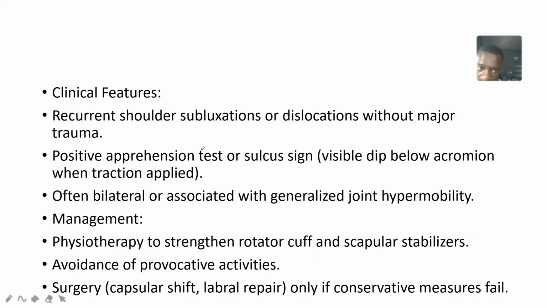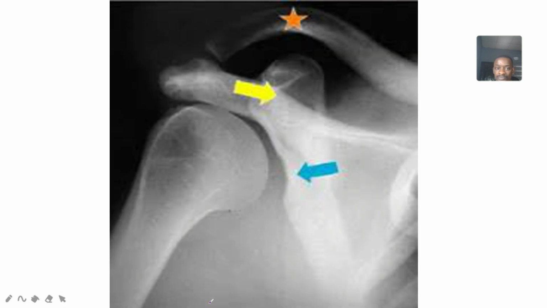So the clinical feature is that shoulder dislocation will always happen to such a person. The apprehension test is positive and you see a visible dip at the acromion process. It's often bilateral, occurring on two sides, because it's a systemic issue. The treatment is physiotherapy to strengthen the rotator cuff and avoidance of provocative activities. Then they can also do surgery for the person.